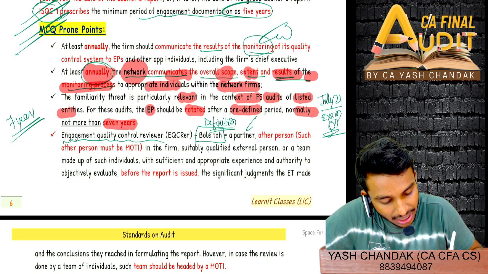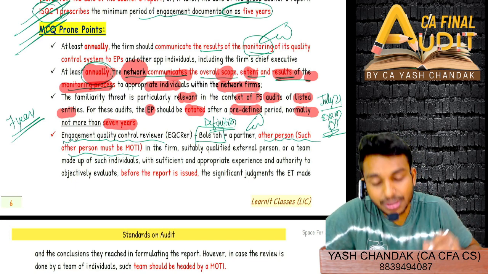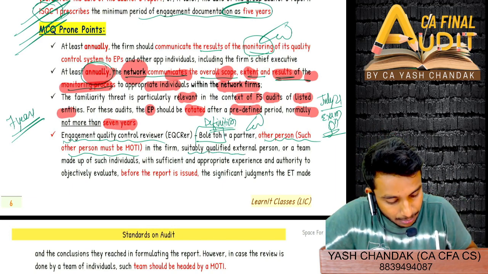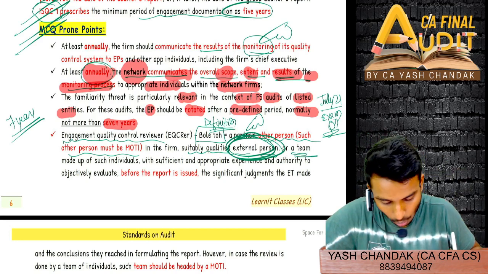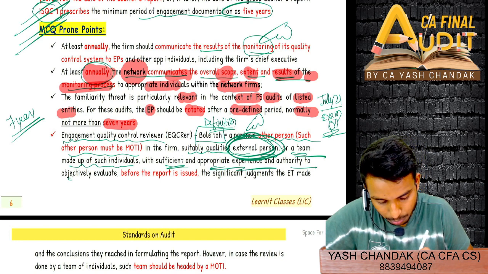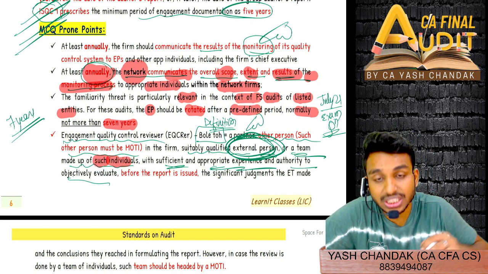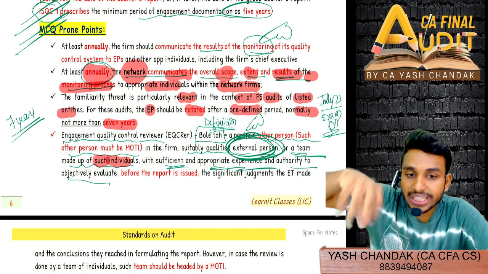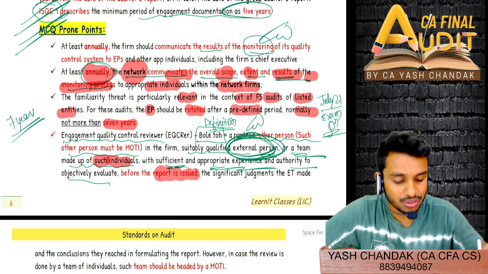So generally the EQCRR is our partner only, or any other person, and such other person should be a chartered accountant in our firm only, or a suitably qualified external person. You could also employ any other external person, or a team made up of such individuals with sufficient and appropriate experience and authority to objectively evaluate. Such individuals again here means what? Either a partner or a chartered accountant. It is their team, before the report is issued has to do what?